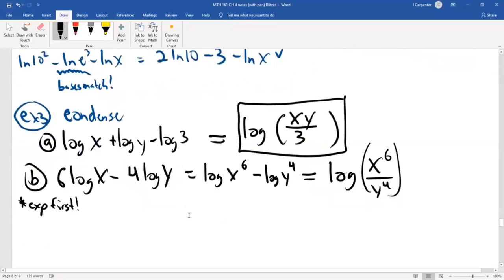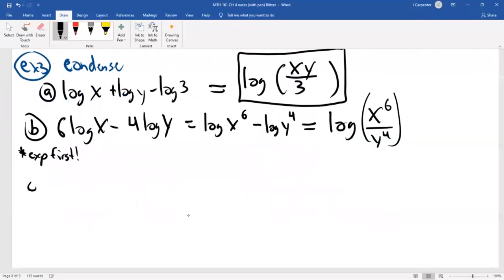We have enough time to do C. We do have enough time. I can hear you groaning already. I'm kidding. That's my dog snoring.